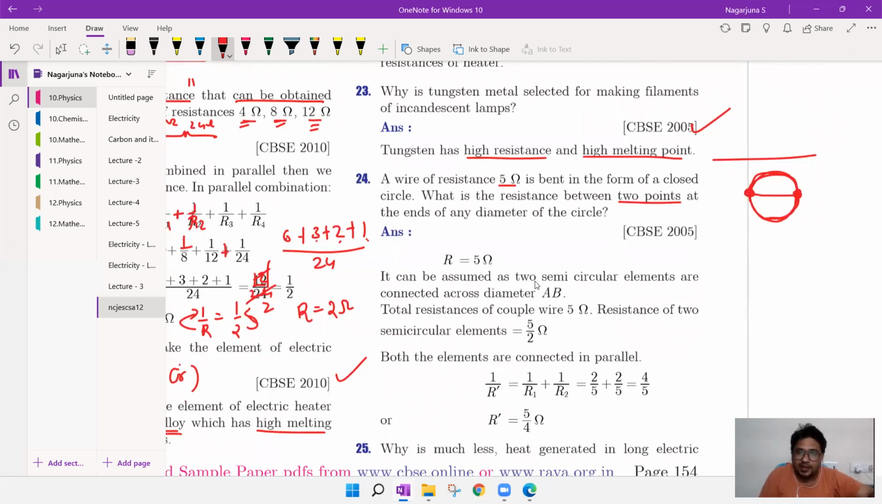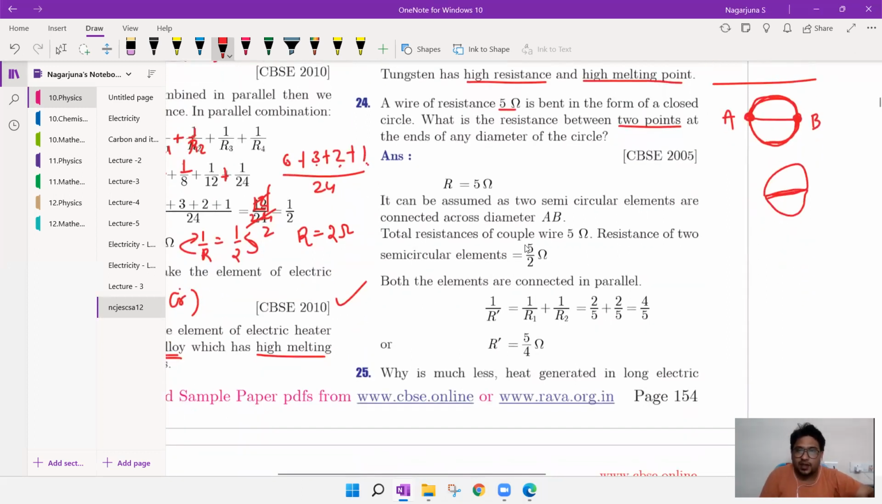Now it can be assumed as 2 semicircular elements connected across the diameter AB. So if we consider this AB, we can consider one semicircle part and another semicircle part, both are connected. Let us assume the total resistance of the wire is 5 ohm. The resistance of a semicircle is 5/2, because the entire circle is 5 and half of the circle's resistance is 5/2.